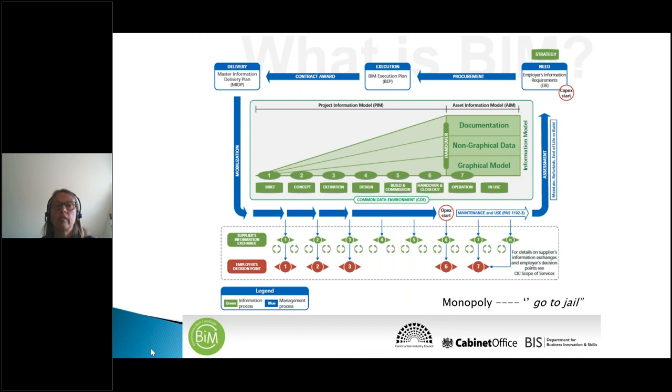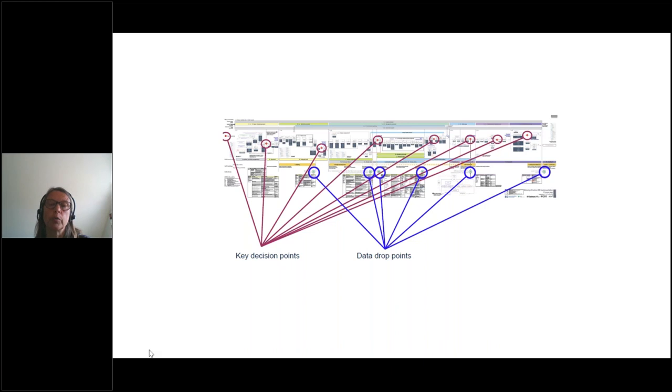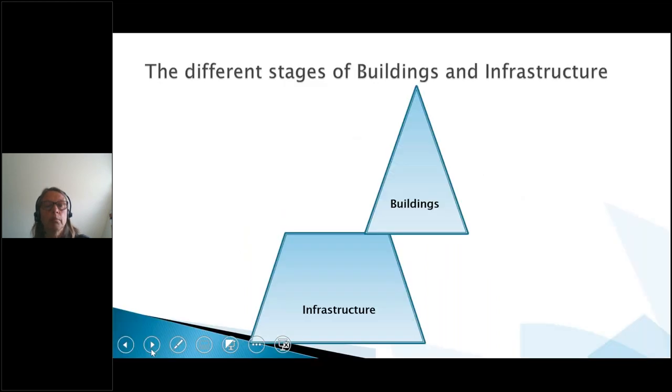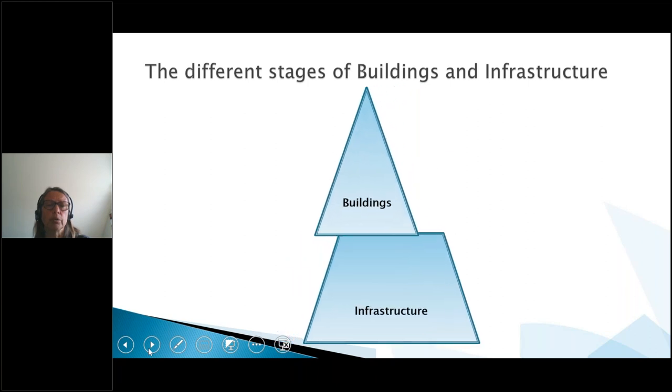This is a diagram which has become more and more familiar to us, really trying to emphasise again that it's whole life that we're talking about. If you don't do your homework and determine what your information requirements are, you might as well go to jail, as in the Monopoly game. This was happening not only within the supply chain, but within government departments and other clients too: understanding what your key decision points are and what data is needed to inform those. But gosh, how many blockers did we have in front of us? We needed to bring buildings and infrastructure together, and we certainly had a good try at it, haven't we? I wonder whether we've actually completed that job or not.